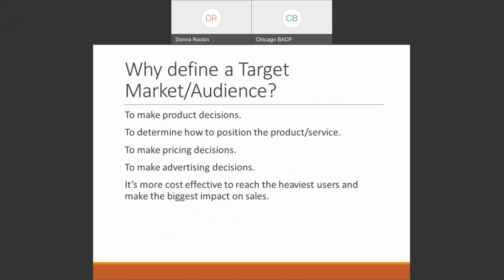Why define a market and target audience? To make product decisions. Who's going to buy it, and how do they like to buy it? How to position it. Is it good, better, best? Are you trying to get the mass audience that buys it because it's affordable?